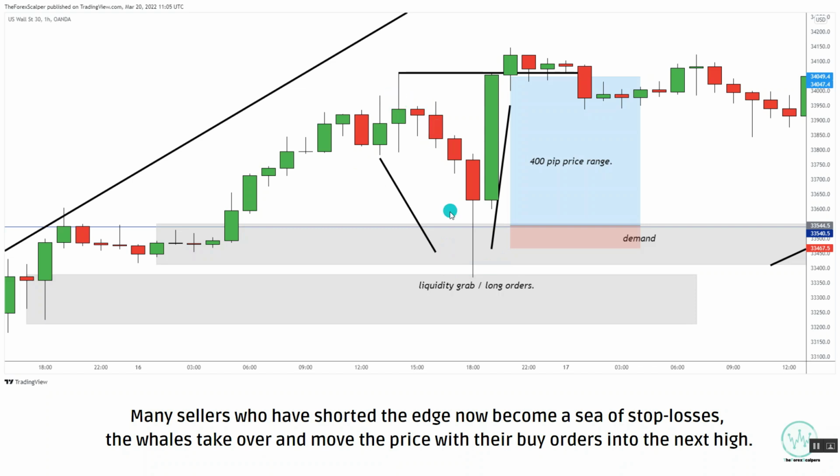Nice potential short, but do not short the bottom. Understand where the liquidity is in the markets. It is super important. Otherwise, you will become the sea of stop losses. Because after we hit this level, we see a major rally to the upside, because all the big whale orders were waiting to get filled right here, and we run into the next high to fill all those buy orders, institutional buy orders, institutional order flow.